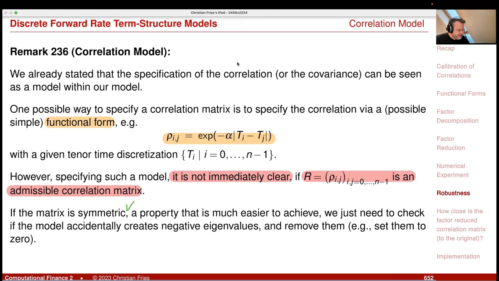What we can do is an easy fix. We just do the factor decomposition. We check if the model generates negative eigenvalues, and we throw them away, take the other factors and reconstruct a correlation matrix. This is a very nice technique to ensure that any functional model generates a correlation matrix. You do your factor reduction and you fix this problem by throwing away the components that generate negative eigenvalues. Actually, my code does this.